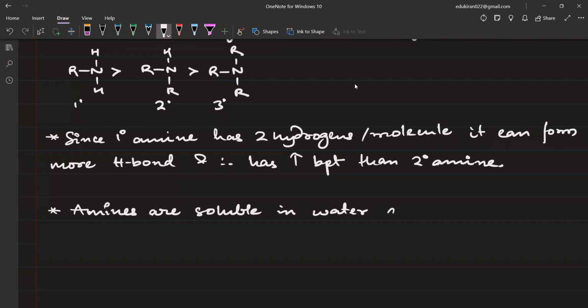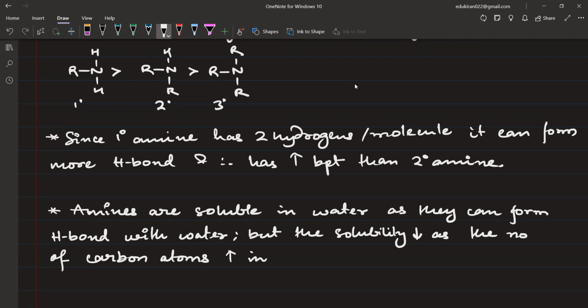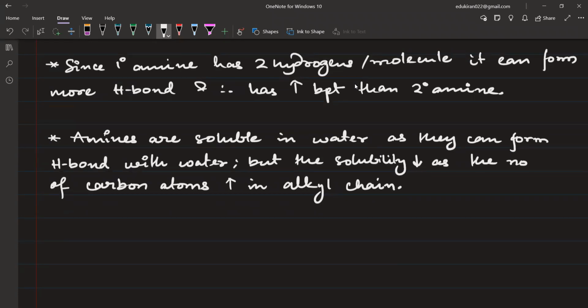Amines are soluble in water as they can form hydrogen bond with water, but the solubility decreases as the number of carbon atoms increases in the alkyl chain. And this point is consistent with what we saw for alcohols. As the number of carbon atoms increases, the solubility is going to decrease. Right, next points.